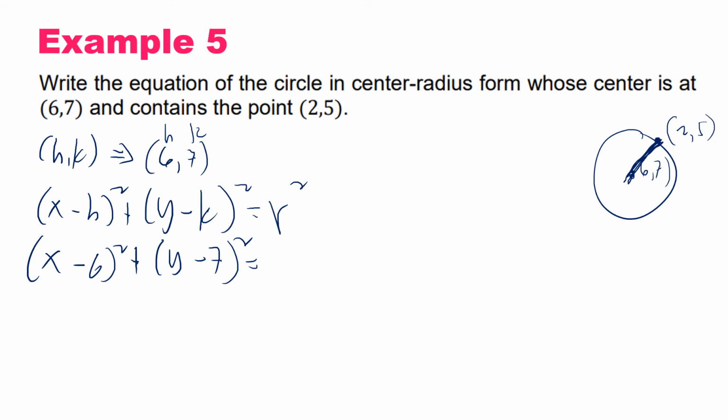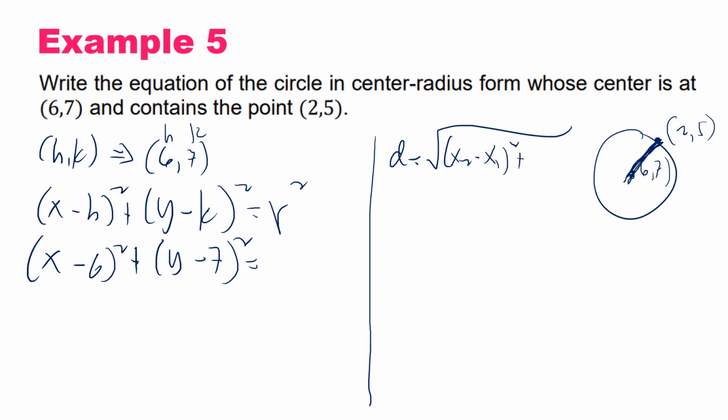So what do we put here? Distance is equal to the square root of x sub 2 minus x sub 1 squared plus y sub 2 minus y sub 1 squared. We can make this x sub 1, y sub 1, and this x sub 2, y sub 2, and then you substitute that in the formula.